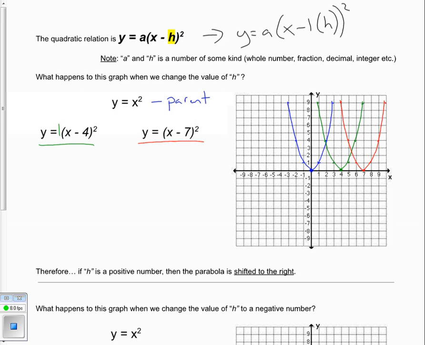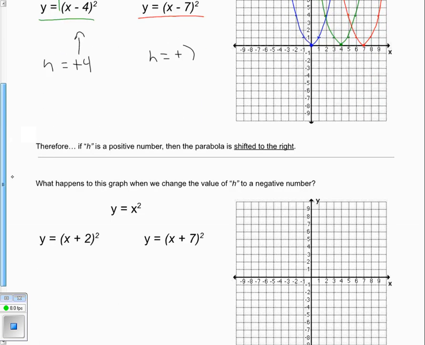So if in this equation the h value is actually equal to positive 4, and here in this equation the h value is actually equal to positive 7, it's the opposite of what shows up in the equation. This is probably the most challenging thing for people to remember, that the value of h switches signs. If it says that it's negative 4 in the equation, the actual value of h is positive. If it says that it's positive, the actual value of h is negative. And when the h value is a positive number, it shifts the parabola to the right.